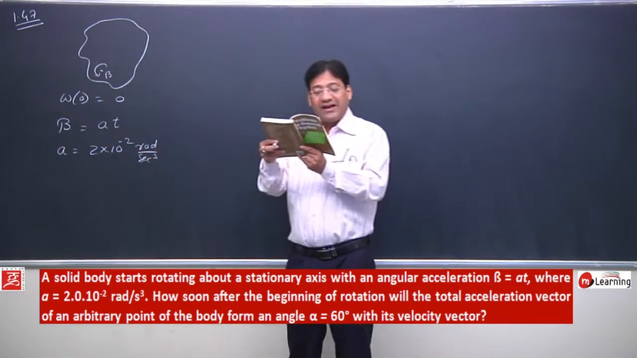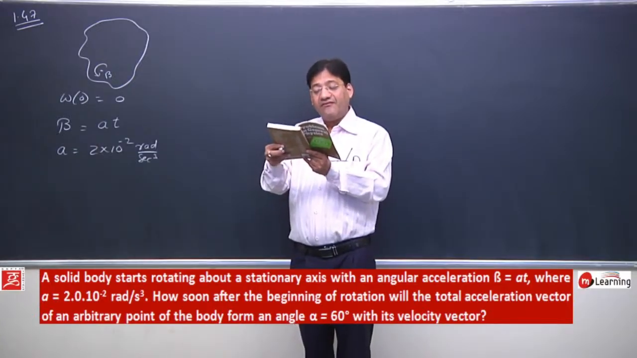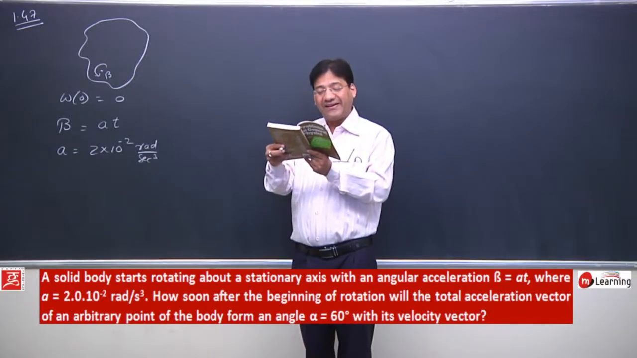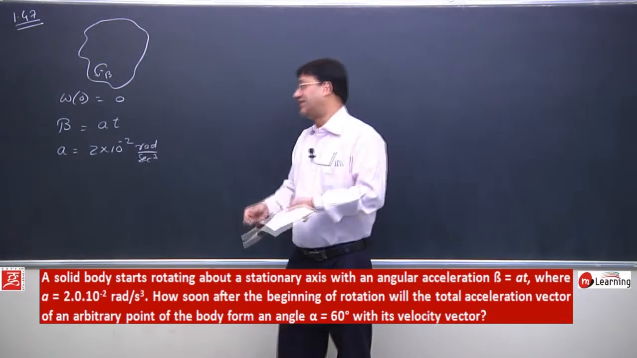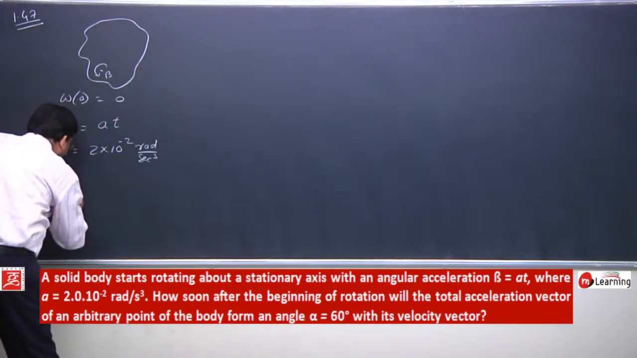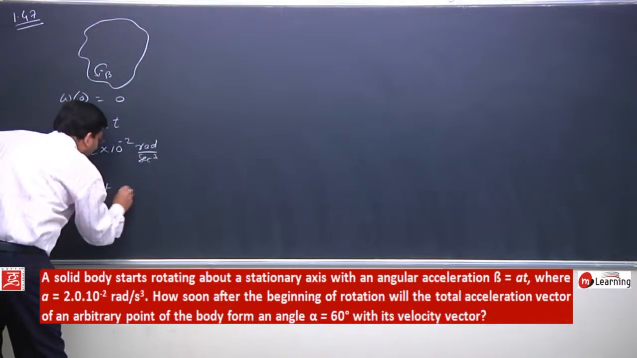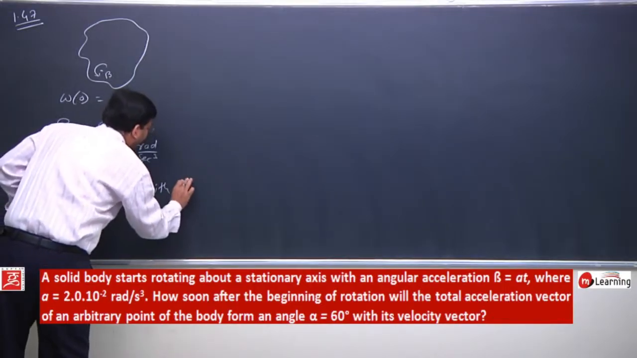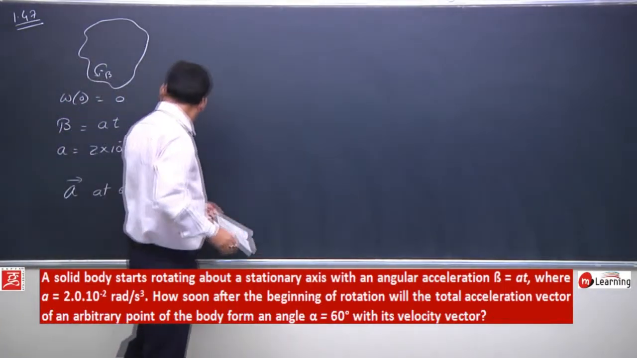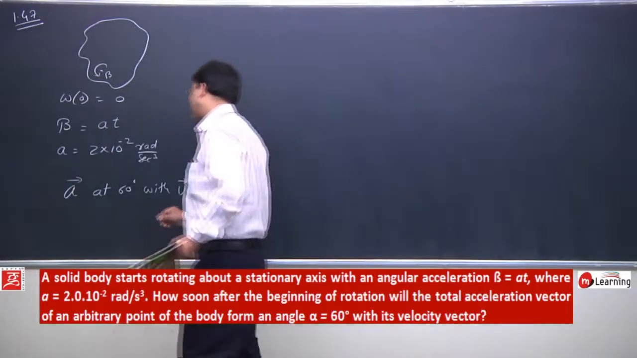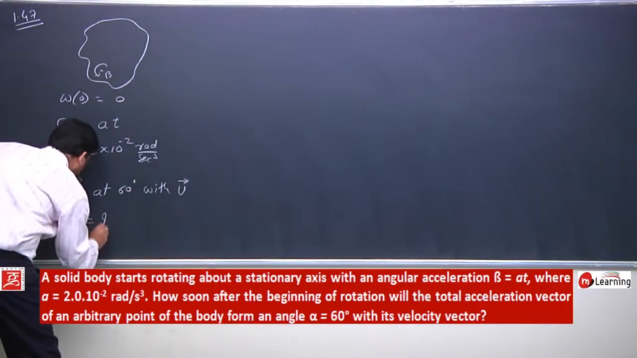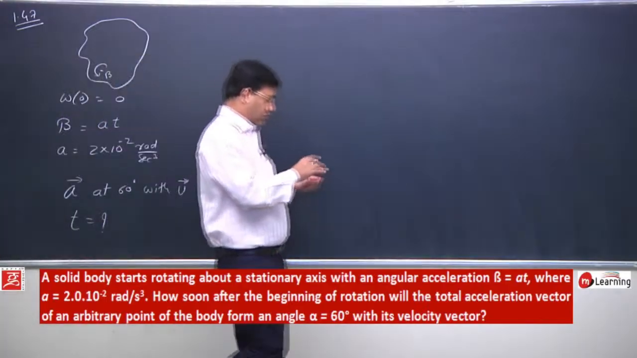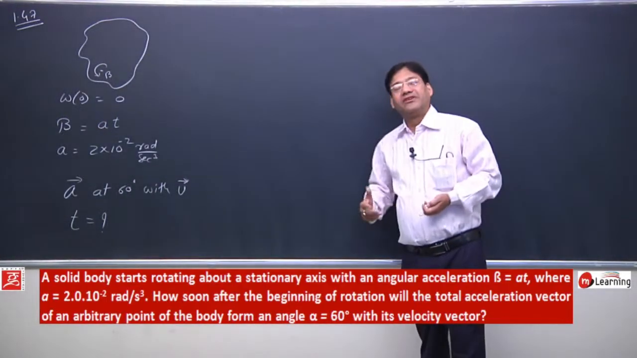How soon after the beginning of rotation will the total acceleration vector at an arbitrary point of the body form an angle of 60 degrees with the velocity vector? The total acceleration vector at 60 degrees with the velocity vector. What is that time? This is the question posed to us.